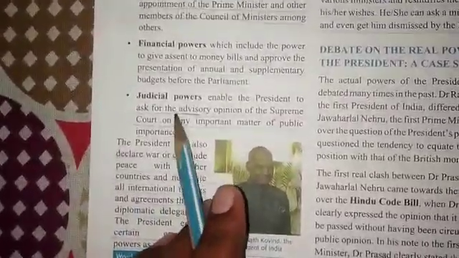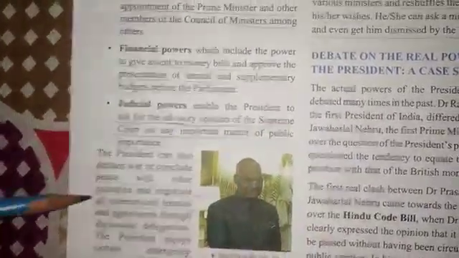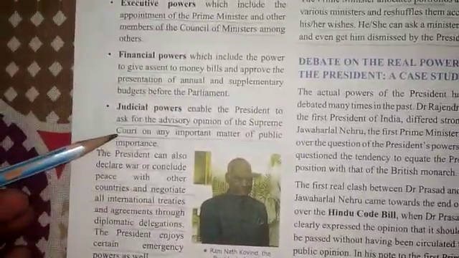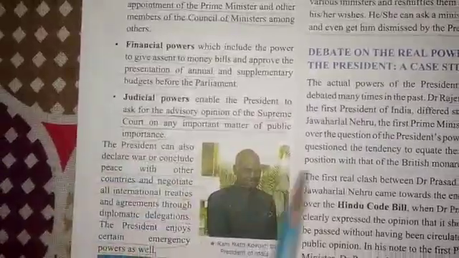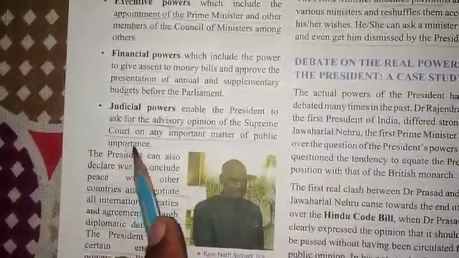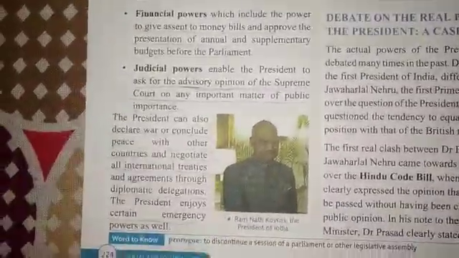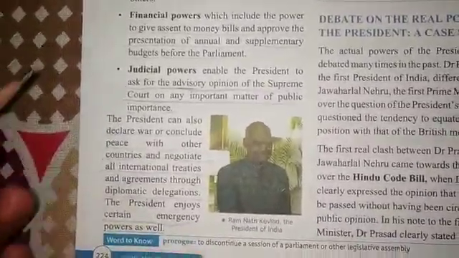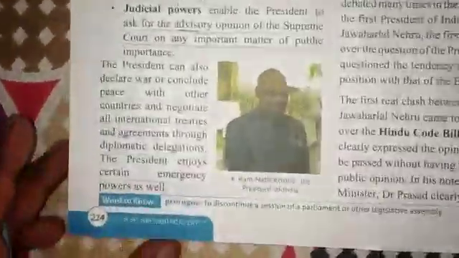Next is the judicial power. So judicial power enables the president. In the judicial power, the president can ask the court for a suggestion on any matter which is of public importance. Means, the president can ask the court what could be done, and the court can advise the president on any matter which is of public interest.